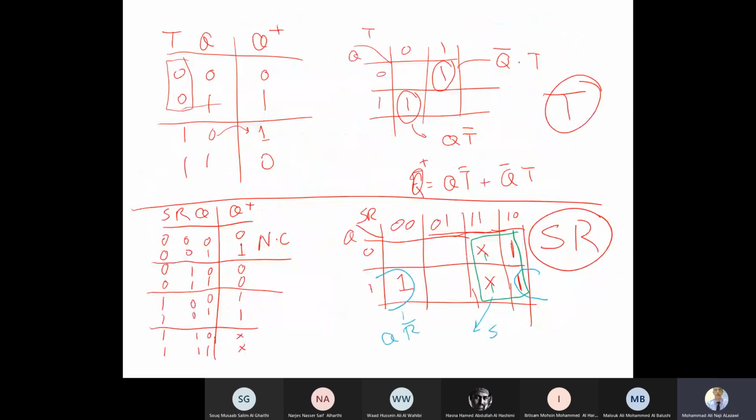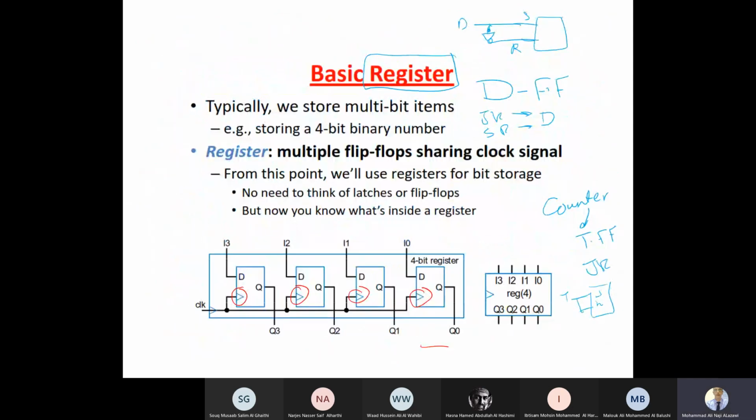Here it's parallel. Why is it parallel? Because I have multiple inputs, 4 inputs and 4 outputs. See, there's no connection between the flip-flops. The output of this will not move to the next stage. It will get the input from here and put it on the output. All right, so this is the register, or 4-bit register.